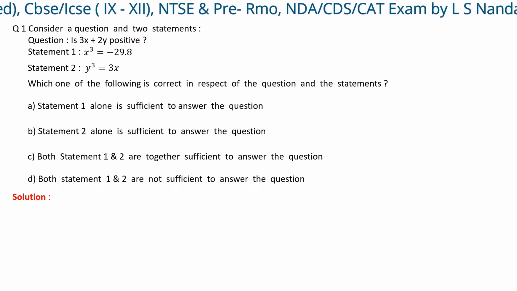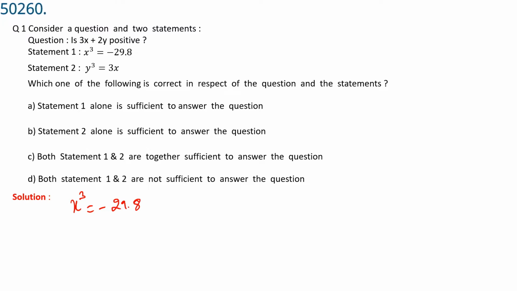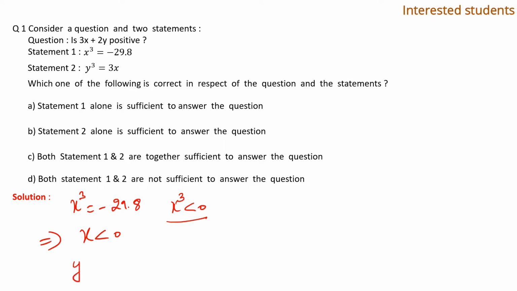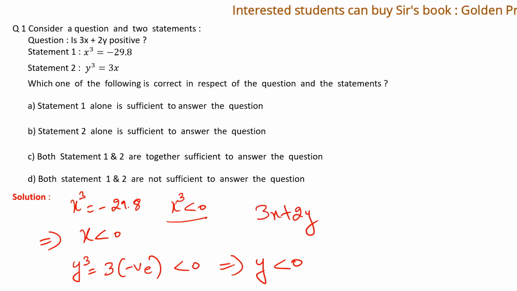The statement 1 says x cube is equal to minus 29 into 8. So obviously x is going to be negative. Why? Because x cube is negative. So if the cube of any real number is negative, then this implies the number itself is negative. Now if we look at the second statement, y cube is equal to 3x. Now y cube is equal to 3x means 3 into a negative number. Now this is also negative. So that further implies that y will also be negative. So finally we can conclude that 3x plus 2y will also be negative.